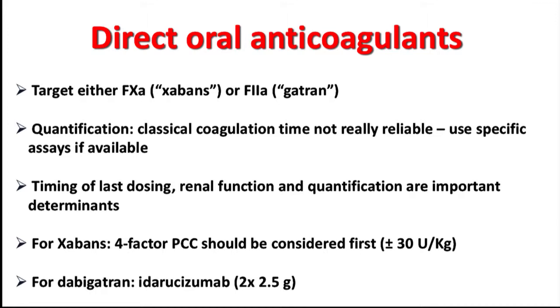For the xabans, we have up to now the 4-factor PCC that should be considered as the reversal agent. The latest papers and studies that we have now suggest that a dosage of around 30 units per kilo may be quite effective and relatively safe to treat these patients. And for dabigatran, there is a specific antidote, idarucizumab, that you have to give at the recommended dose of 2.5 grams twice.